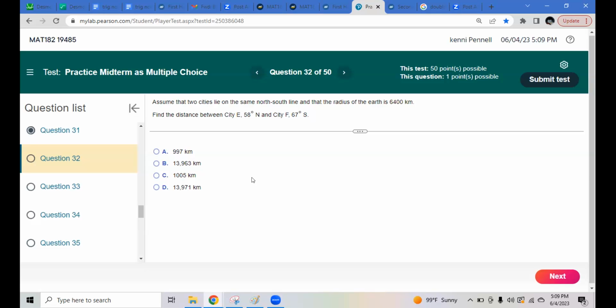67 minus 58 is 9. Wait, how do I convert 9 to radians? You multiply by pi over 180. Oh yeah, I remember. Times pi over 180. My calculator only gives decimals. That's fine. We'll take that number and multiply it by the radius, which is 6,400.